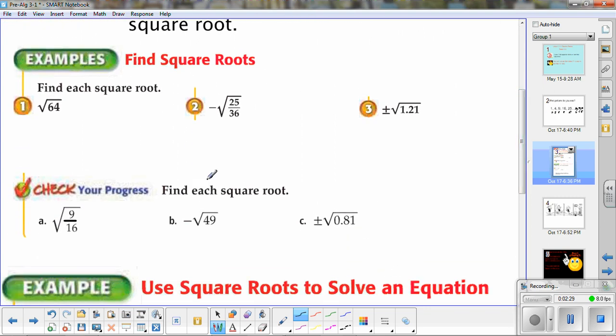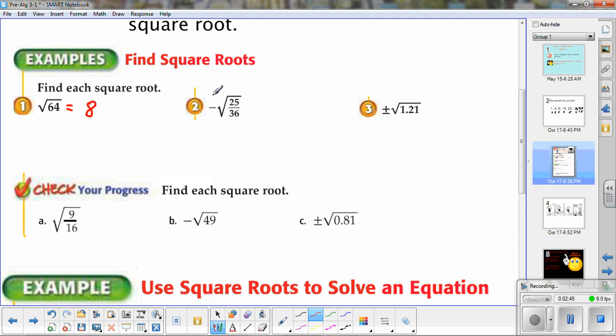All right, in our first example, we're asked to find the square root of 64. What number times itself gives you 64? Well, the number multiplied by itself to give you 64 is 8.